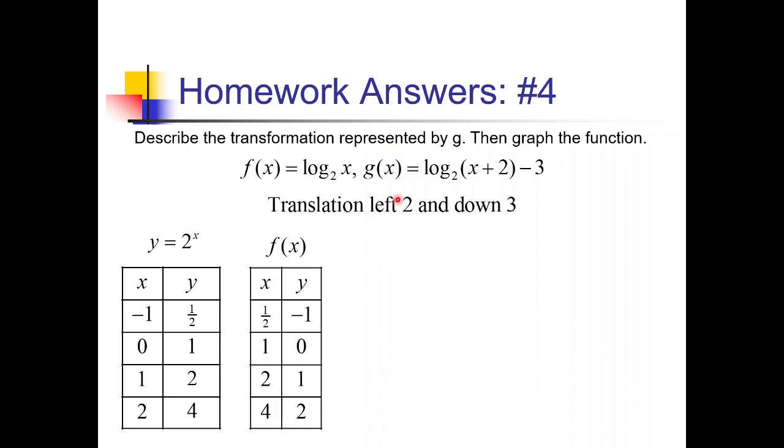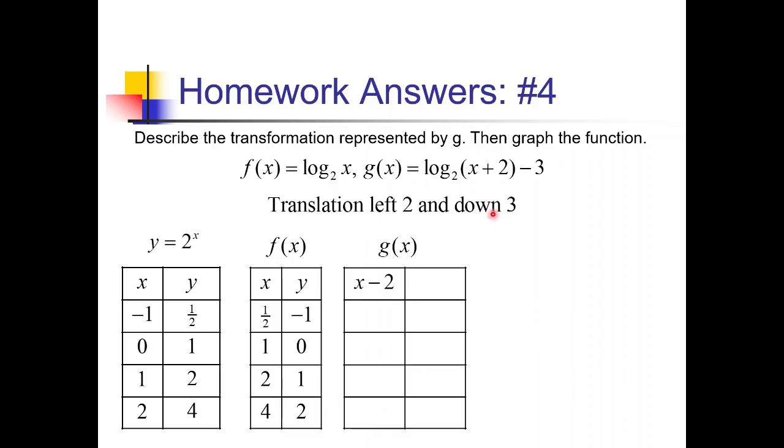And now for left 2 to get the g function, I have to do x minus 2. To go down 3, I have to do y minus 3. Let's do the x's first. So 1/2 minus 2 is -1.5. 1 minus 2 is -1. 2 minus 2 is 0. 4 minus 2 is 2. And then subtracting 3 from all the y values, -1 minus 3 is -4. Then we have -3, -2, and -1.